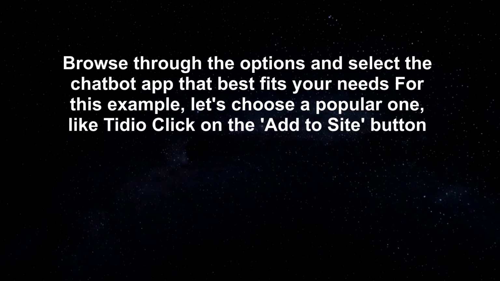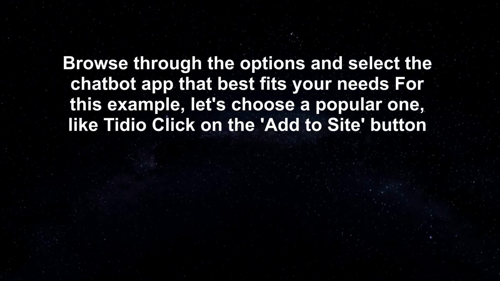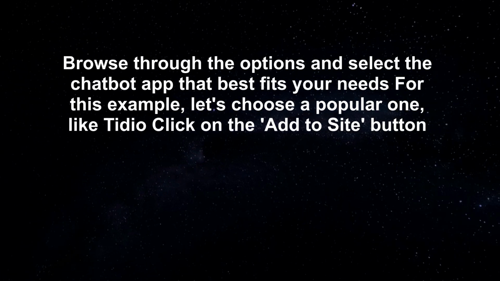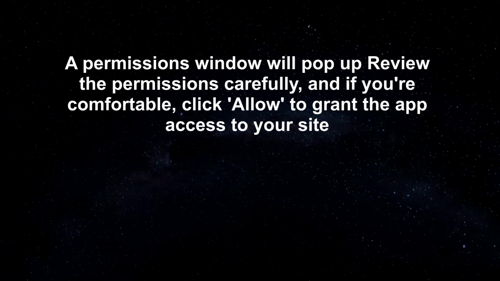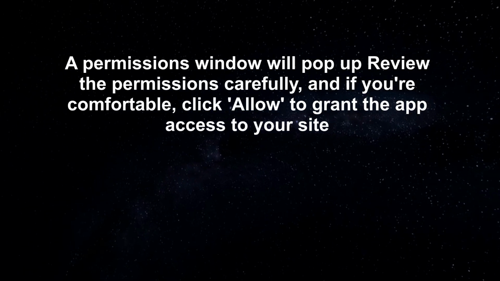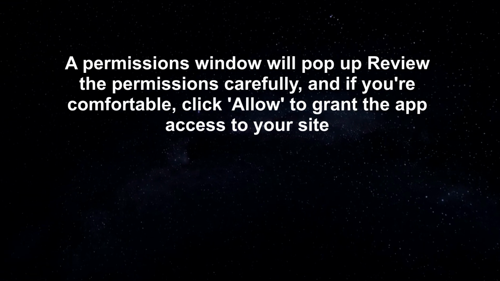Browse through the options and select the chatbot app that best fits your needs. For this example, let's choose a popular one, like Tidio. Click on the Add to Site button. A permissions window will pop up. Review the permissions carefully, and if you're comfortable, click Allow to grant the app access to your site.